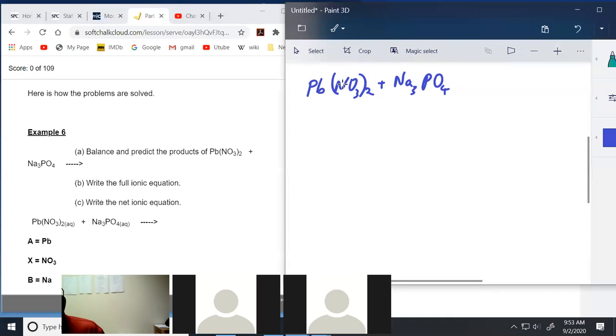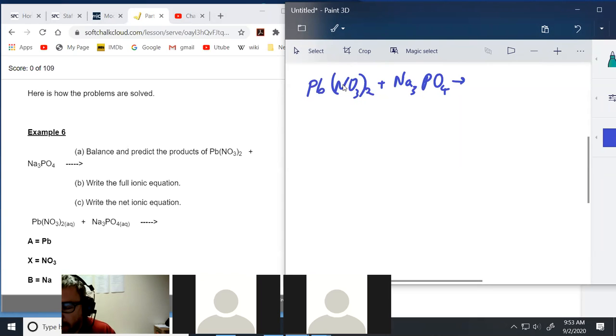So we've got 2 compounds here. They both consist of anions and cations. And in a double displacement, you can think of it like 2 couples dancing, male-female couples dancing, and then the males and females switch partners. It's kind of like that.